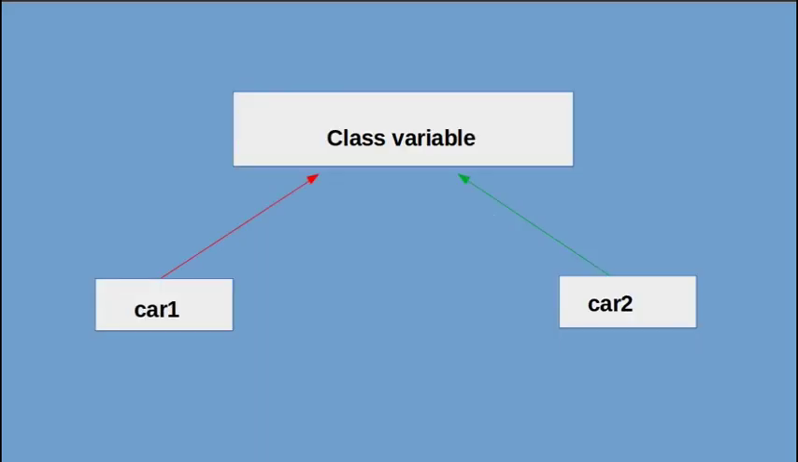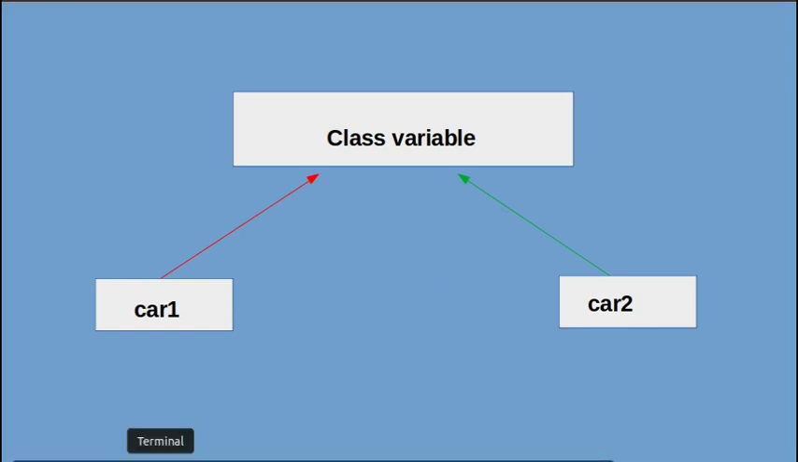What are class variables? Class variables are basically variables within a class that can be shared by all objects of that specific class. To understand this, I have created a diagram here. We have a class. Inside of that class, we have a class variable, and we have created two objects of that class, car1 and car2. All these objects point to that class variable. When you update that class variable, the update is reflected in both objects. So this is what a class variable is.